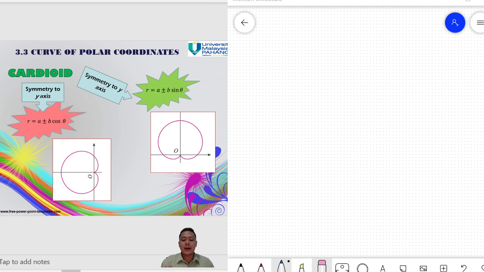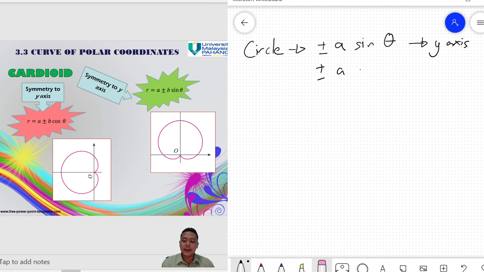Just now we already agreed that for a circle, the standard form will be plus minus a cos theta and sin theta. So sin theta is at the y axis. If plus minus a cos theta, the a will be at the x axis. It can be either on the top or on the bottom for the sine, and right or left for the cos.